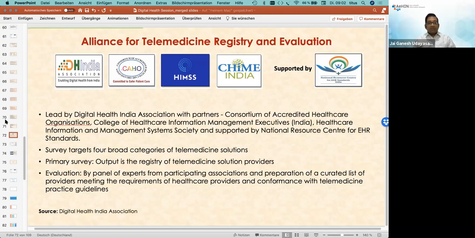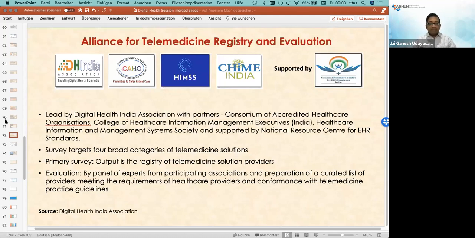So what happened was the Telemedicine Society of India, the Digital Health Association of India, along with a few other partners supported by the National Research Center for Electronic Health Record Standards, took up this effort of evaluating various vendors and their solutions for telemedicine. The vendors were asked to register for free, and then they were evaluated by a panel, and a registry was made categorizing various applications. So this was very helpful for the individual physicians as well as the providers.